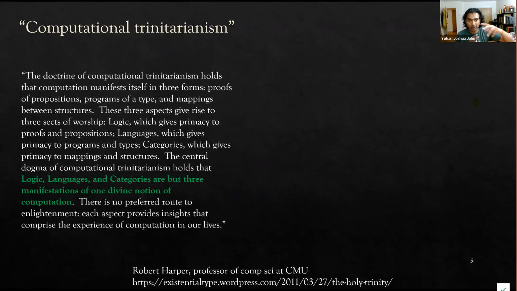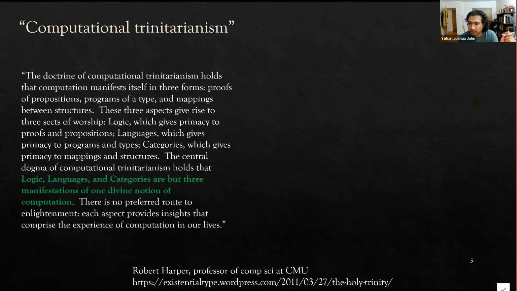That's the topological aspect of this, and the categorical aspect. These three aspects give rise to three sects of worship. We're making this analogy with the Christian Trinity. Logic, which gives primacy to proofs and propositions. Languages, which give primacy to programs and types. And categories, which give primacy to mappings and structures. So that's the algebraic side of things.